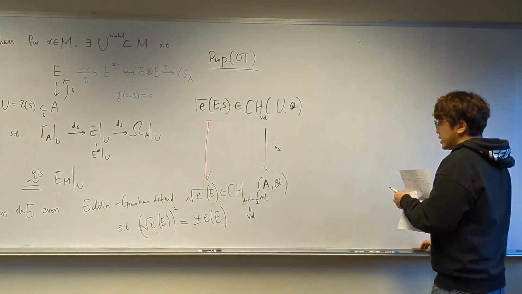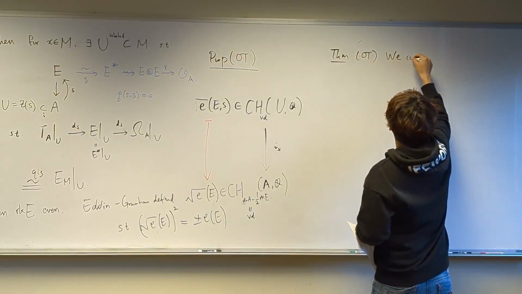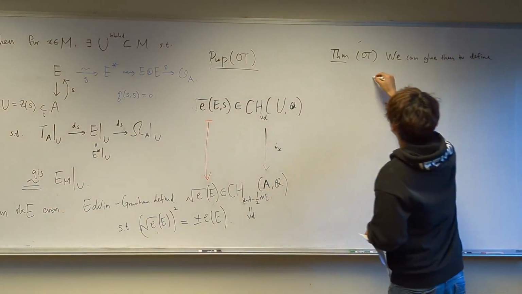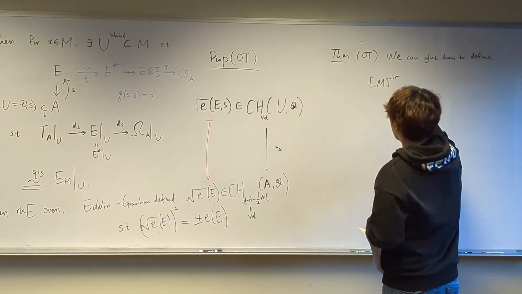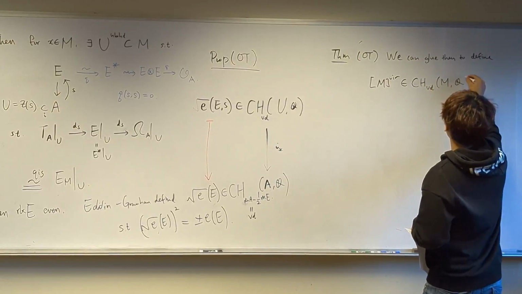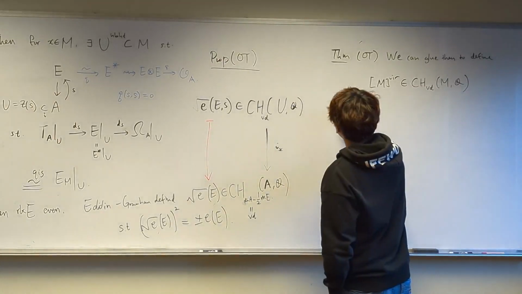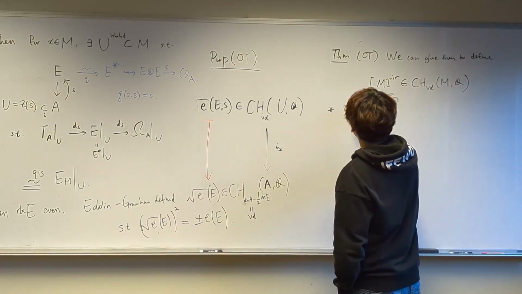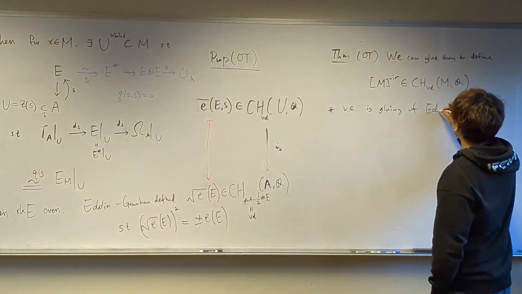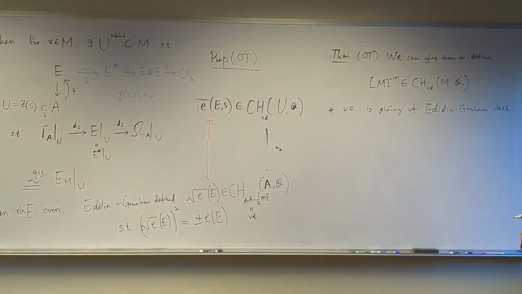Then our main theorem is we can glue them to define, inside the Chow group of M. So this says this virtual class is the gluing of Edidin-Graham classes. Okay.